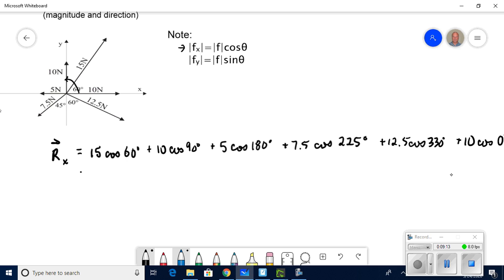So we've got a string of numbers here. 15 times the cos of 60, I've got in my notes 7.5. The next one, cos of 90 times 10 is 0. Cos of 180 times 5 is negative 5, and there's that opposite direction. 7.5 times the cos of 225, I've rounded this one off, negative 5.3. Then I've got a 10.8 here, I think that was cos 330 multiplied by 12.5. And then I've got a 10.